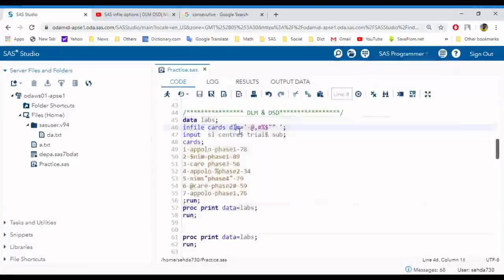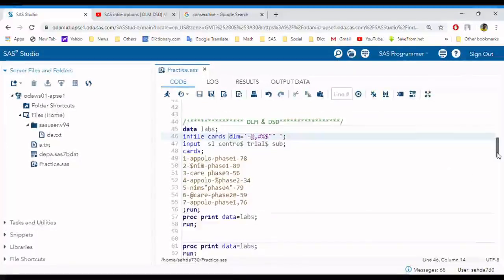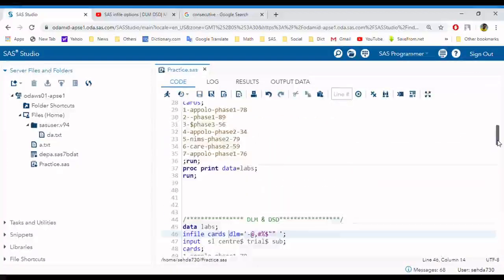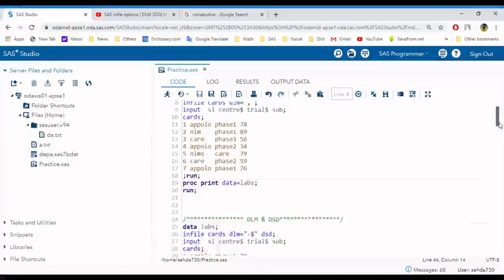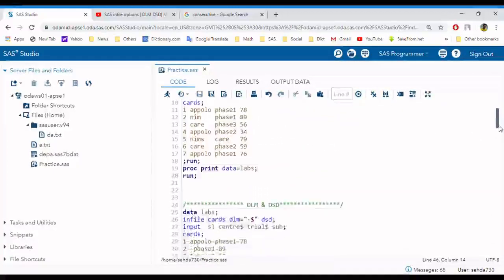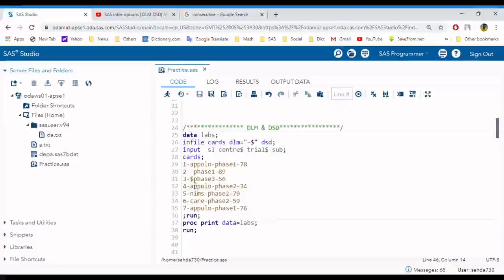So that was all about DLM, delimiters, but it has a drawback over here. Let's understand that drawback, that if two consecutive things are over here, right, let's say, okay, let's understand this thing. Let's make it correct first.